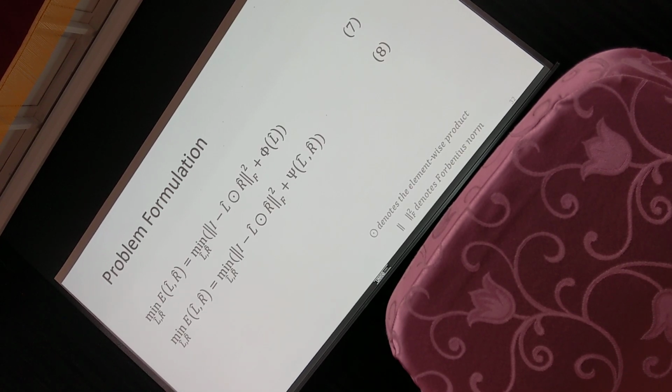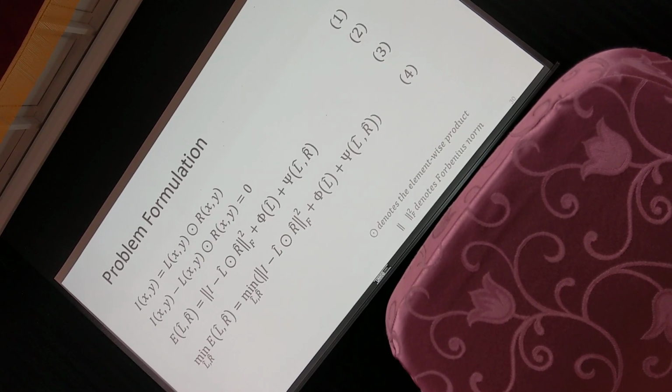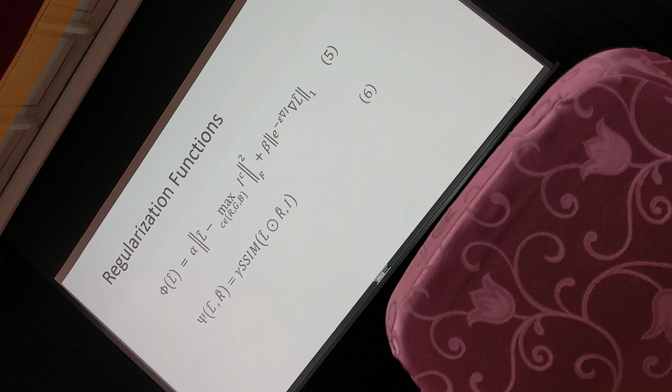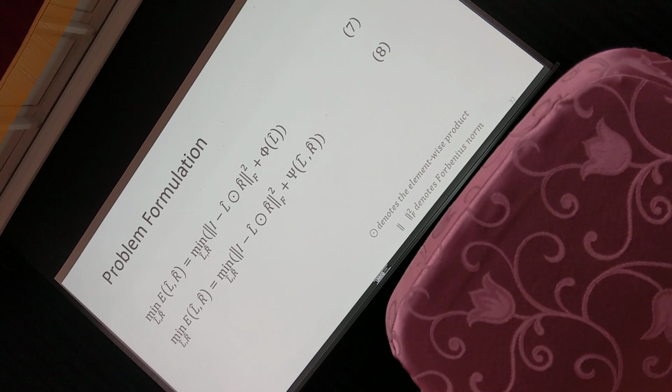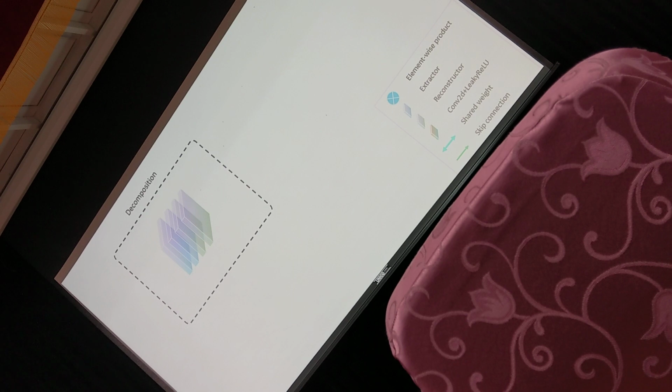Okay, so the problem is reformulated by these two optimized functions. The previous one is like this, a whole one, but I separate it into two functions. The first one is for training the decomposition model, and the second one is for training the relighting model. Okay. So how do we train the model?